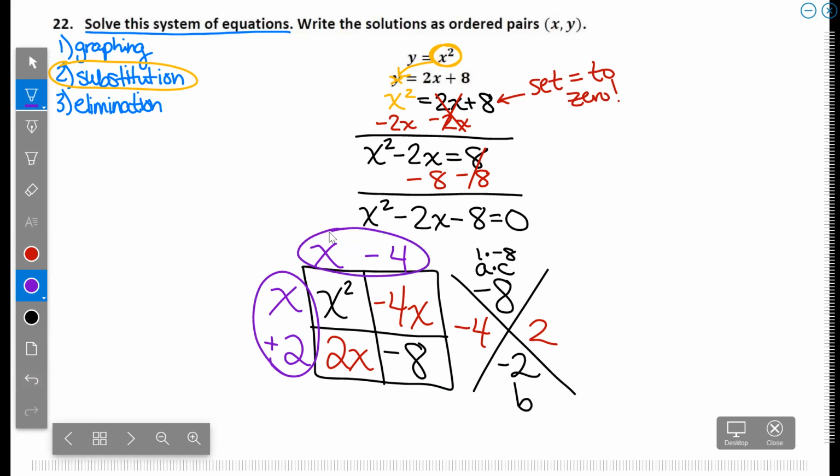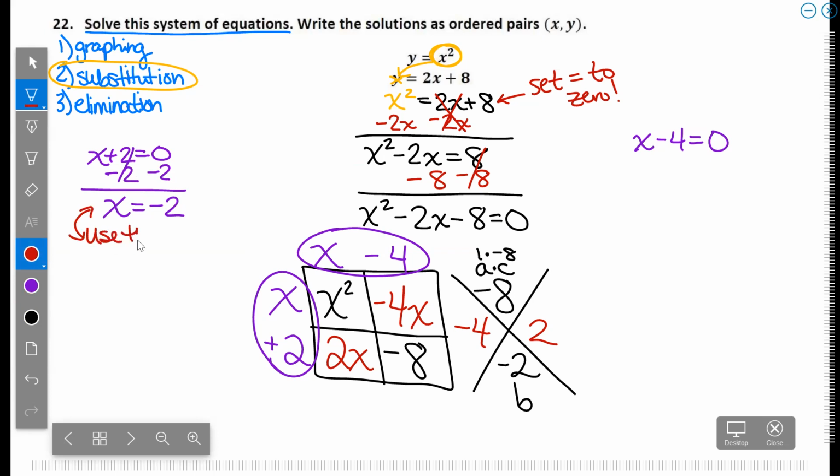I have 2 factors. How do I find the solutions? Equal them to 0. X plus 2 equals 0. I'm going to come over here for the other one. X minus 4 equals 0. Here I'm going to subtract 2 from both sides. So x is -2, but this is a system. This isn't just one equation. I need to find y now.